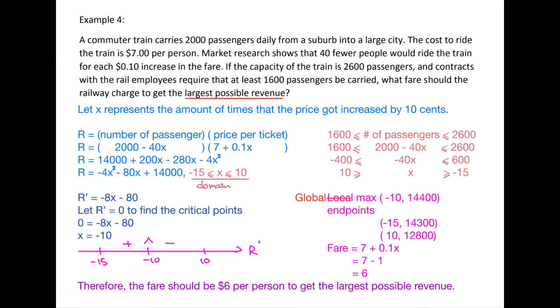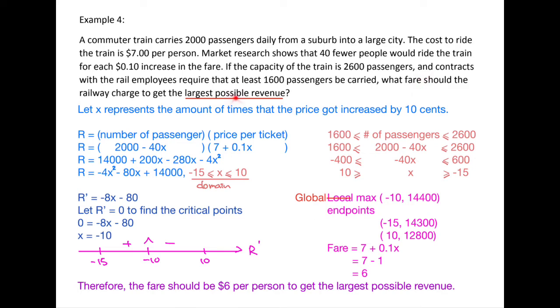Example number 4. A commuter train carries 2,000 passengers daily and the cost to ride the train is $7 per person. Market research shows that 40 fewer people will ride the train for each 10 cents increase in the fare. And there is a limitation of the capacity. The maximum people they can carry is 2,600 passengers, and the minimum in order for them to operate the train will be 1,600 passengers.